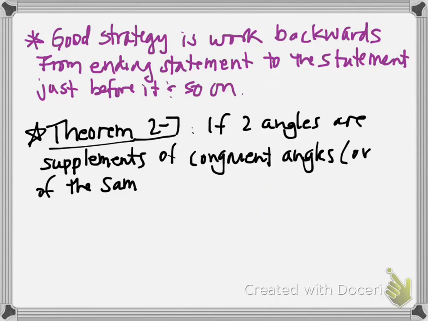So we have 2 possibilities in our hypothesis. We have 2 angles that are supplements of angles that are congruent to each other, or we have 2 angles that are supplements of the same angle. So depending on which situation we use, that's the one we write down when we're writing out this theorem. Then the 2 angles are congruent.